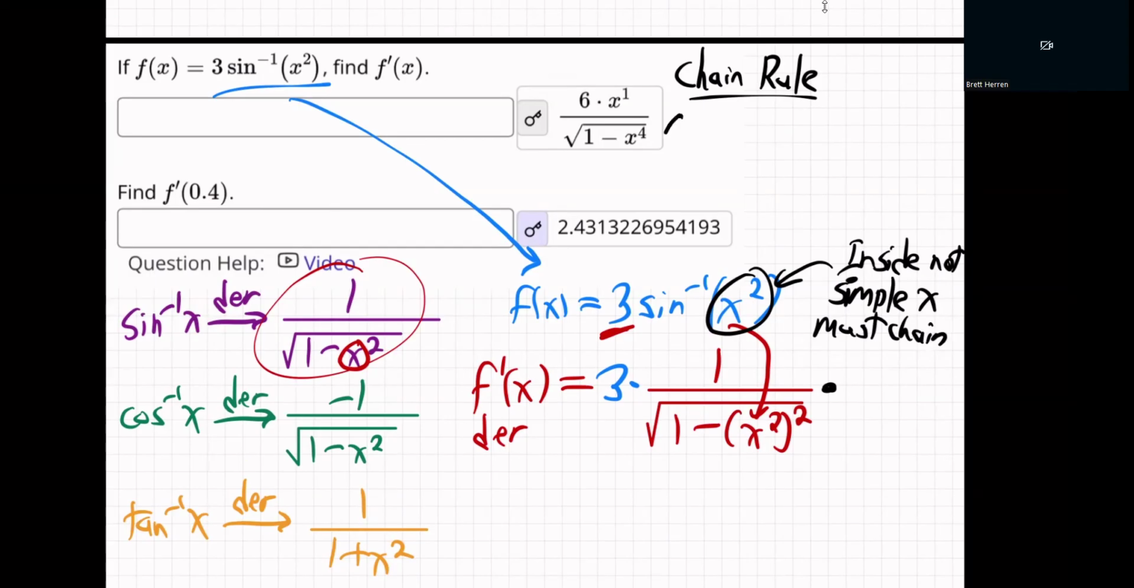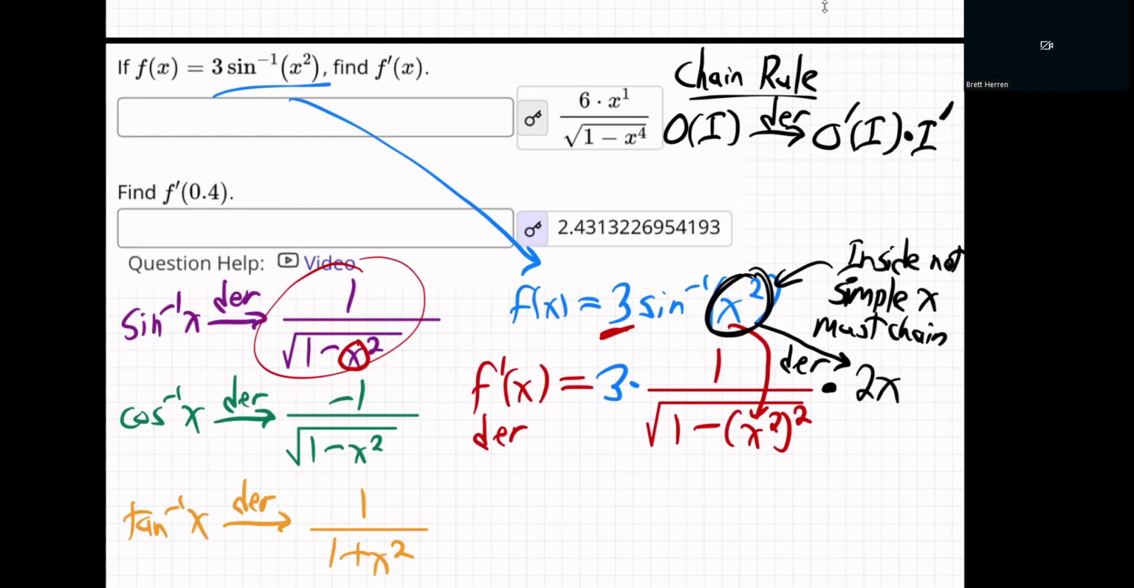What's the chain rule say? When you have an outer function and an inner, the derivative is the derivative of the outside, keep the inside the same at first, times the derivative of the inside. It links up to another chain, another link in the chain. So I got to go the derivative of the inside, which will be 2x. The derivative of x squared is 2x, right?